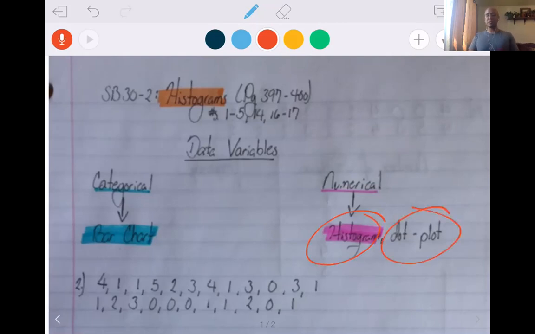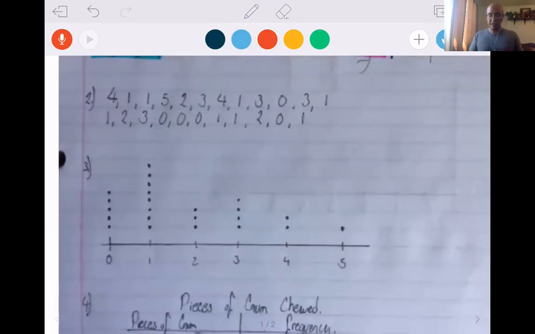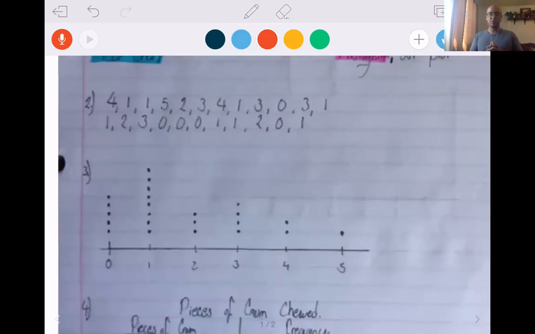In fact, we're going to be looking at how when you are working with numerical data, you can use a dot plot or a histogram. They are actually very similar, even though they look a little bit different. Okay, so with that in mind, let's start with those numbers right above number 2. Looking at that data, I believe this represents the number of pieces of gum that a certain group of individuals chew per day. So that is our variable, number of pieces of gum. Notice that you can count those, so we are dealing with numerical data.